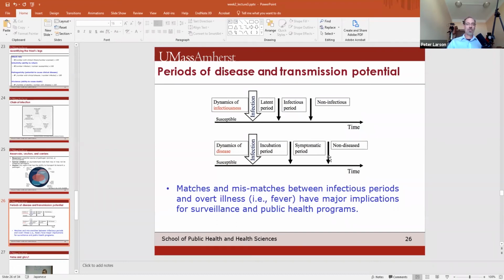And this can have major implications for surveillance and public health programs. So for example, lay people often don't understand that you can be infectious and not have symptoms. And so they think, well, I may have been exposed to COVID-19, but I'm not showing any symptoms, so I can just go out and do what I did normally. But it could be the case that they are shedding viruses and are infectious even though they don't have any symptoms.